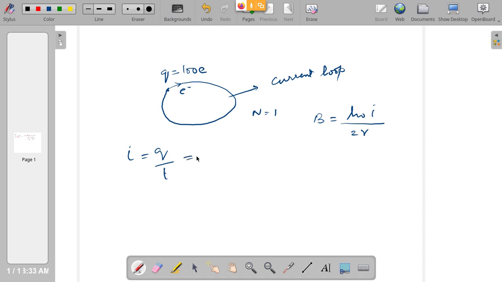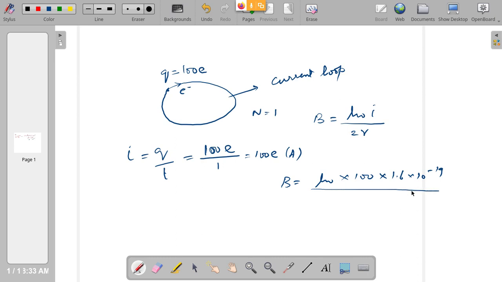In this case, charge is given as 100 e. So the charge is going around, whether it is going n number of times or one time, here we can take it as 1 for current. So it is 100 e ampere units. That is the current now. We have got the current. So just substitute in the formula mu naught into 100 into 1.6 into 10 power minus 19, the charge of the electron. Now this whole part is the current.